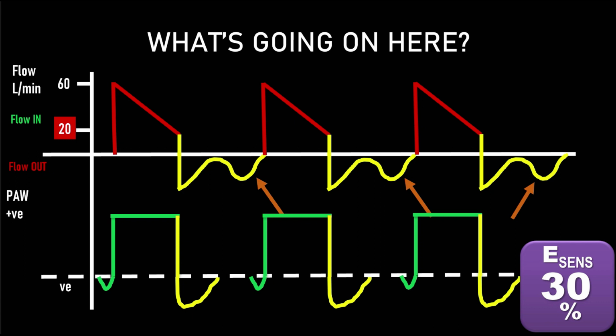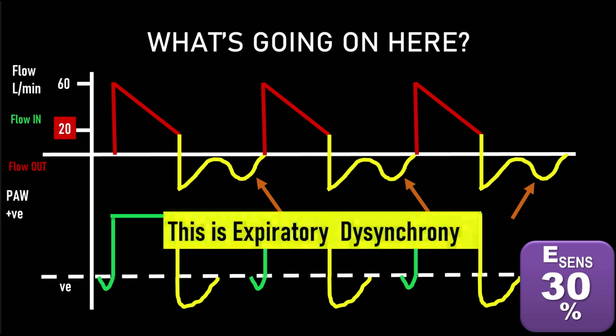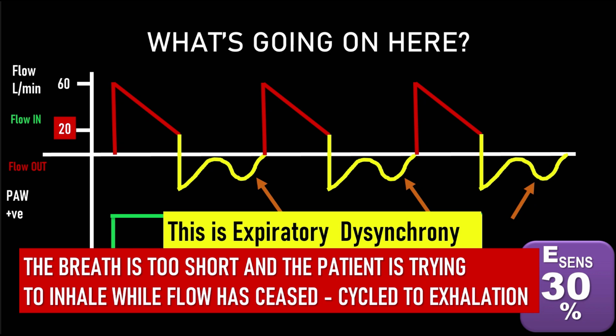You will note the presence of the wibbly wobbly waveform in this patient also. Again, flow goes out. Flow stops going out, it starts going inwards again, and then it goes outwards again. And this is expiratory dysynchrony. The breath is usually too short and the patient is trying to inhale while flow has ceased and cycle to exhalation.